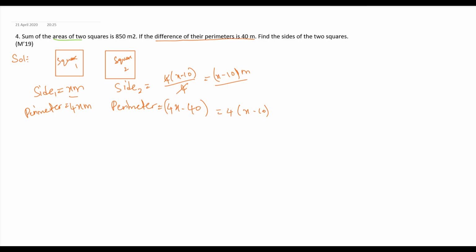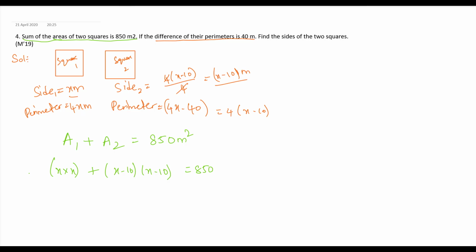Now go to the first statement. We understand from this statement that the sum of the areas of two squares is 850. That means area 1 plus area 2, that is area of square 1 and area of square 2, if you add them, we'll get 850 meters square. What is the area of square 1? It will be side into side, so x into x, plus area 2 will again be what? x minus 10 into x minus 10, which gives us 850.